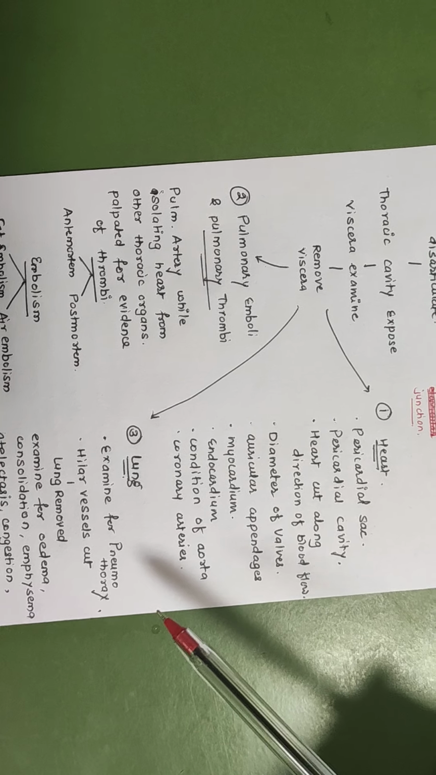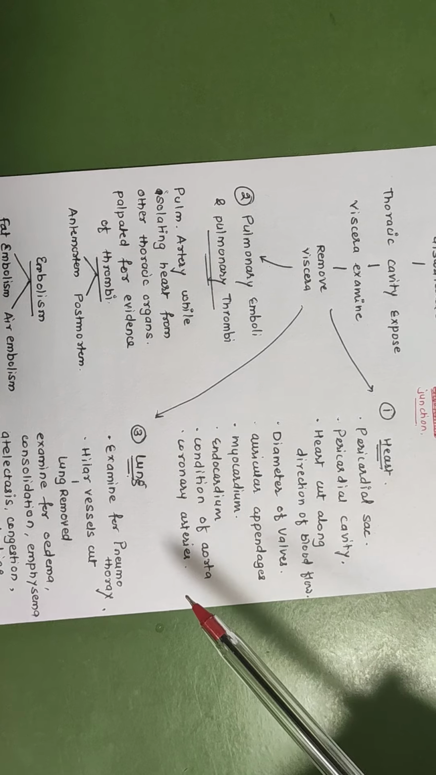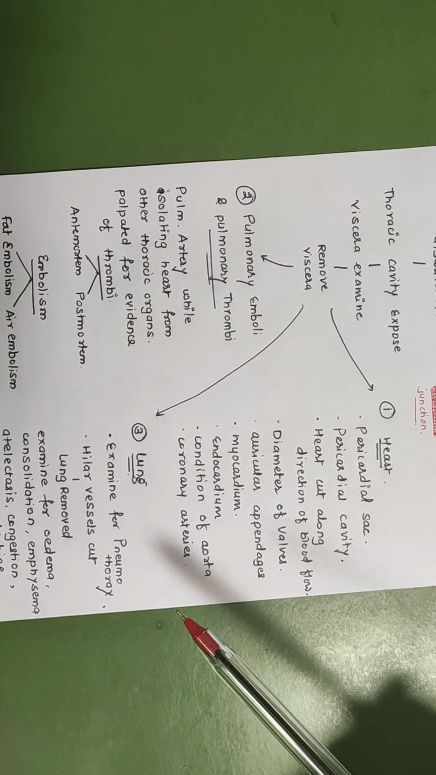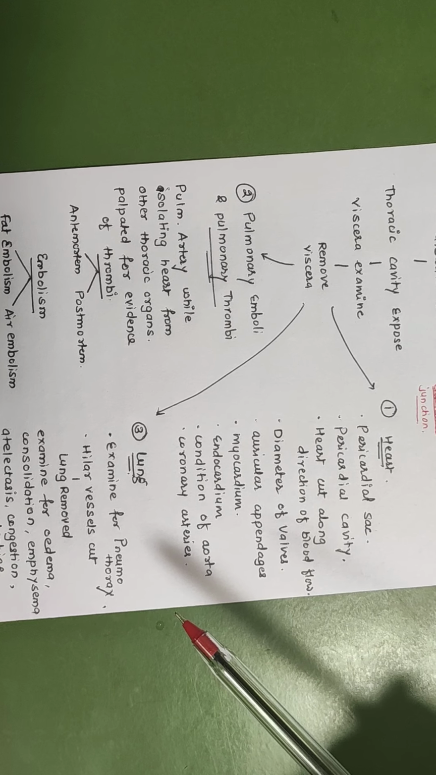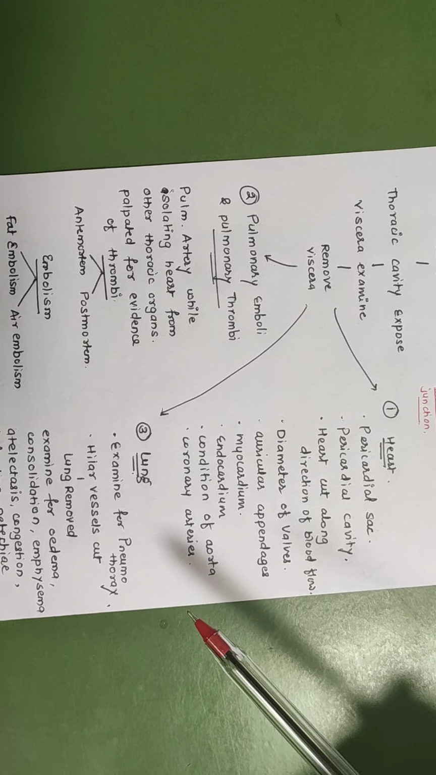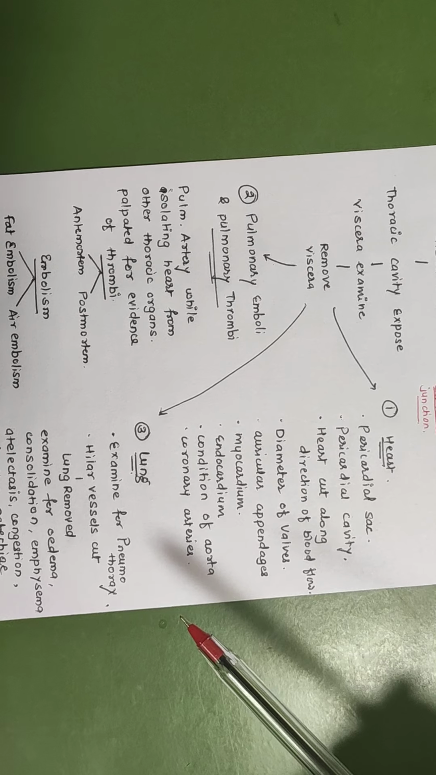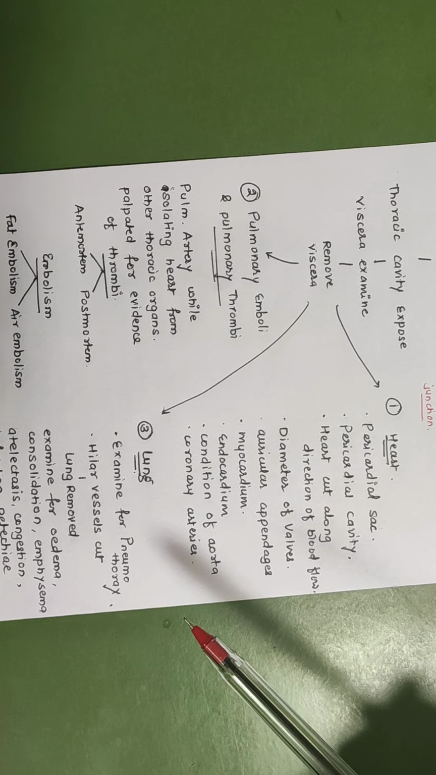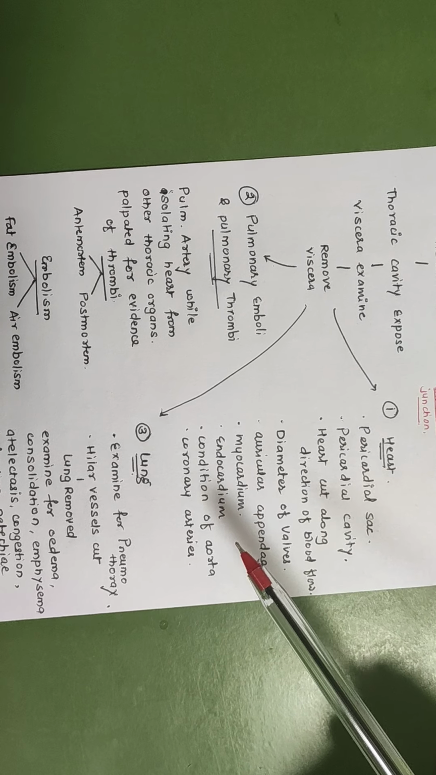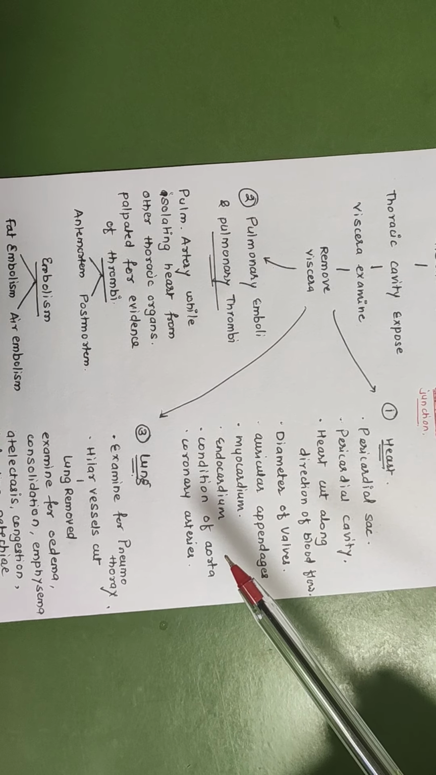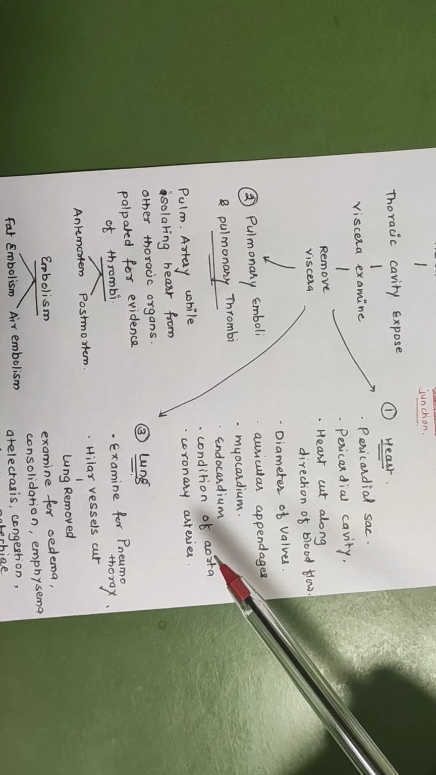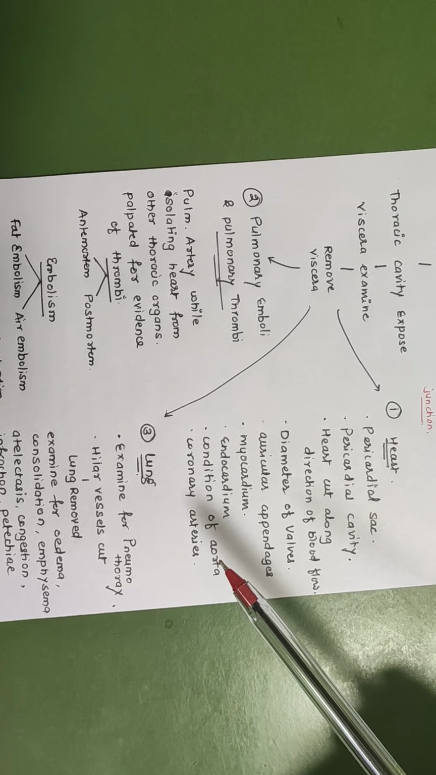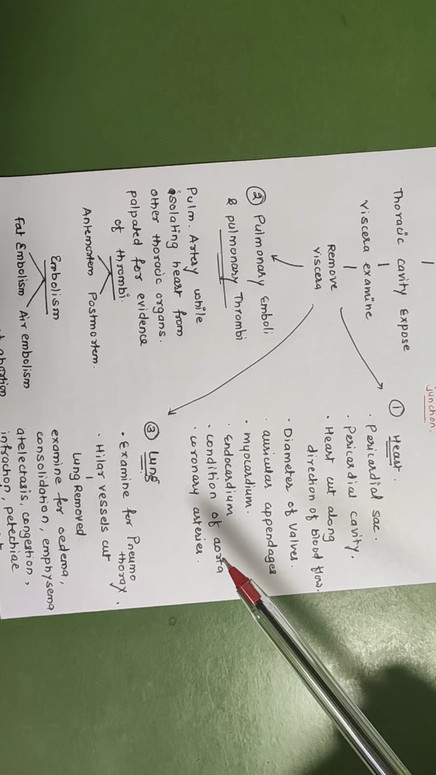Then valvular lesions and the condition of the aorta. What is to be found out in the aorta? Any aneurysm, any atherosclerosis, or syphilitic aortitis is also to be found out. In syphilitic aortitis, a tree bark appearance is seen.